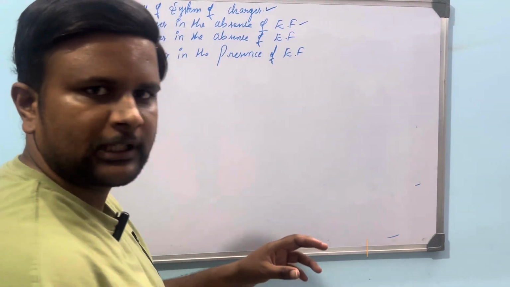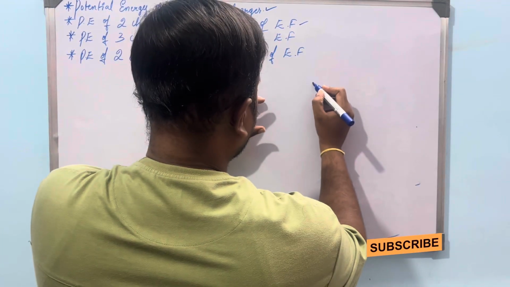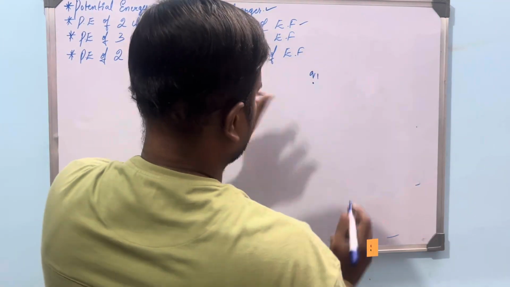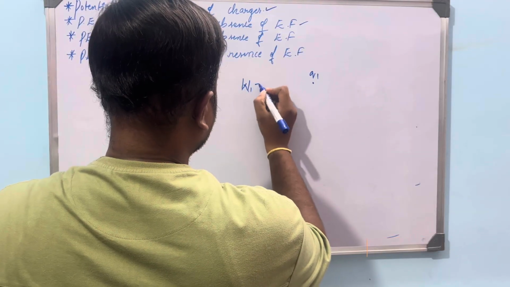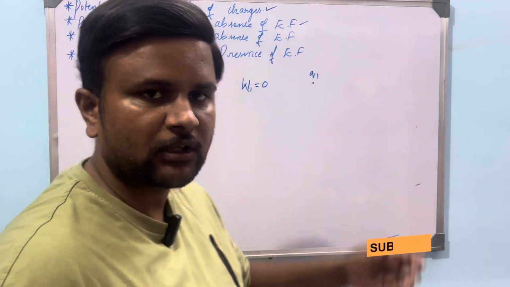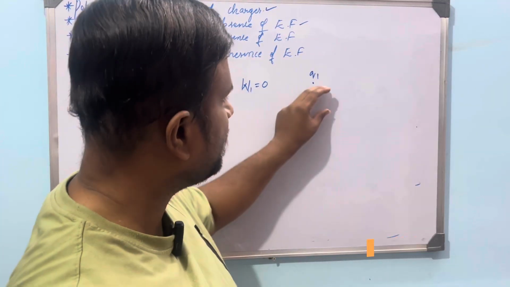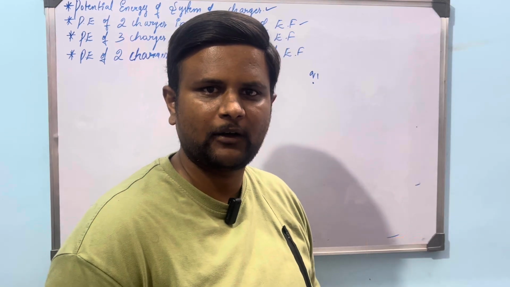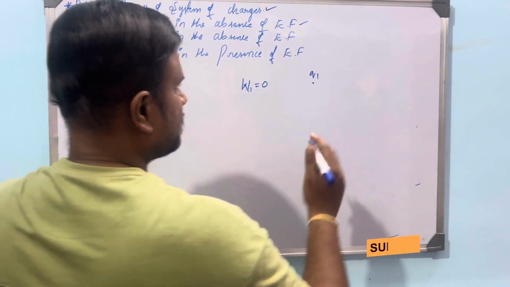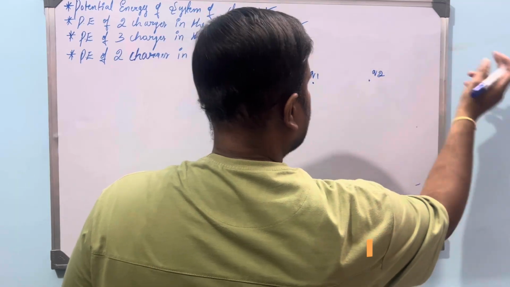Suppose I bring the charge q1 from infinity to this point. There is no work done needed. Why? Because there is no interaction of other charges. Simply put, I am bringing this charge from infinity to this point, and there is nobody here to fight with, so I can bring it easily. Okay.